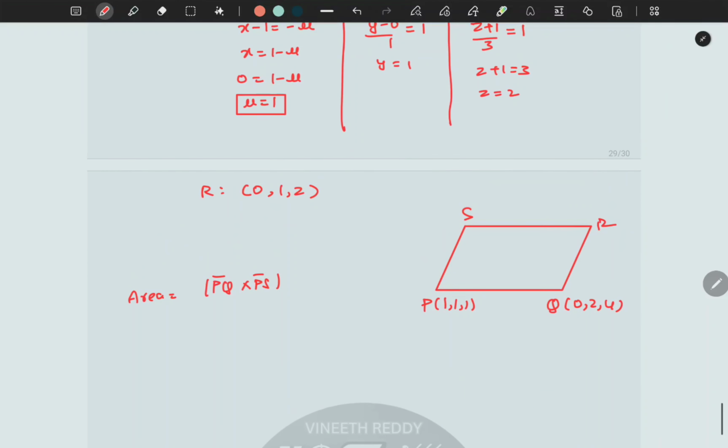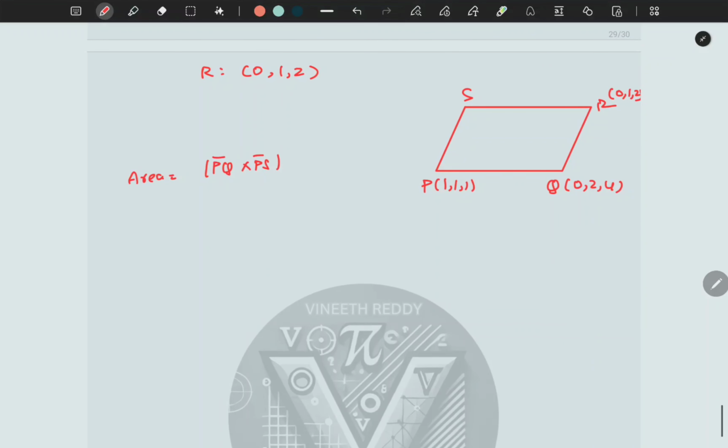And the coordinates of S are... we don't know S, right? Okay, we know R. Anyways, we need the direction of PQ and PS. So the PS vector is ultimately equal to the QR vector, and QR means R minus Q, right? So 0 minus 0 is 0, 1 minus 2 is minus J cap, 2 minus 4 is minus 2 K cap, dear students. And what is the PQ vector? It should be OQ minus OP. So 0 minus 1 is minus I cap plus J cap plus 3 K cap.